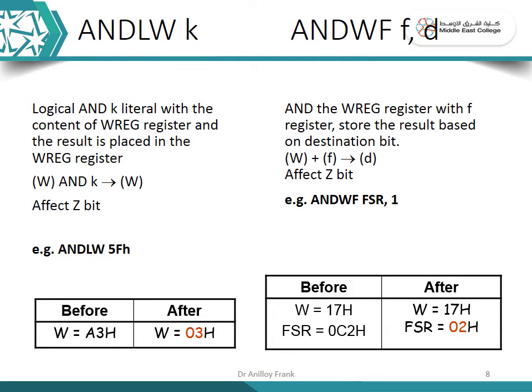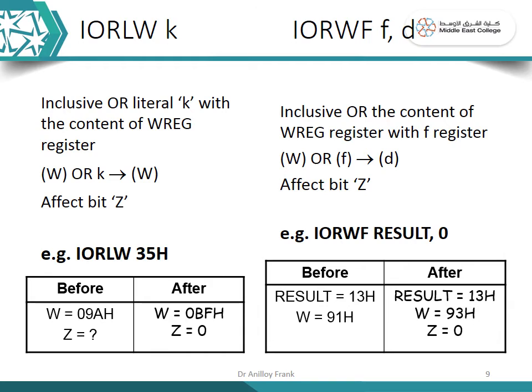The ANDLW instruction and the ANDWF instruction. The ANDLW instruction does a logical AND of a value with the W register. The ANDWF instruction does a logical AND of the file register and the W register. The IORLW instruction and IORWF instruction. The IORLW instruction does a logical OR operation of a value with the W register, and the IORWF instruction does a logical OR with the file register and the W register. These instructions affect the Z flag.